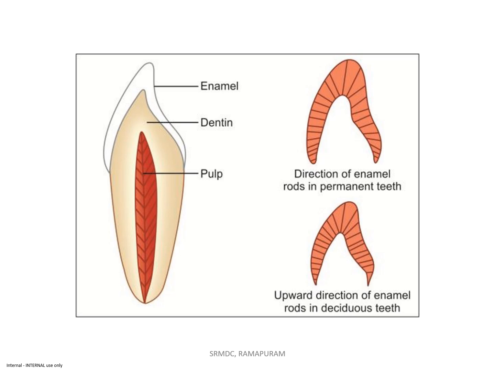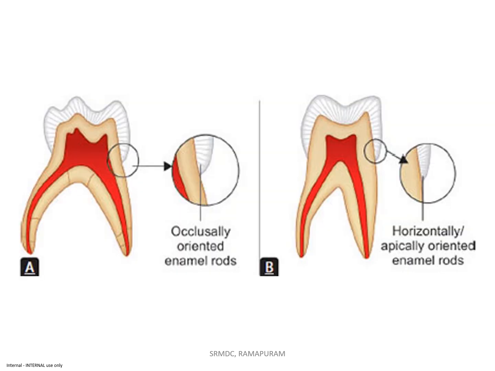The thickness of enamel is going to be very less in deciduous dentition, and it is going to be more thick in permanent dentition, and the enamel is less mineralized in deciduous dentition, it is more mineralized in permanent dentition. If you move on to the direction of the enamel rods, in deciduous dentition it is more incisal or horizontal or occlusally placed, whereas in permanent dentition it is more cervical placed.